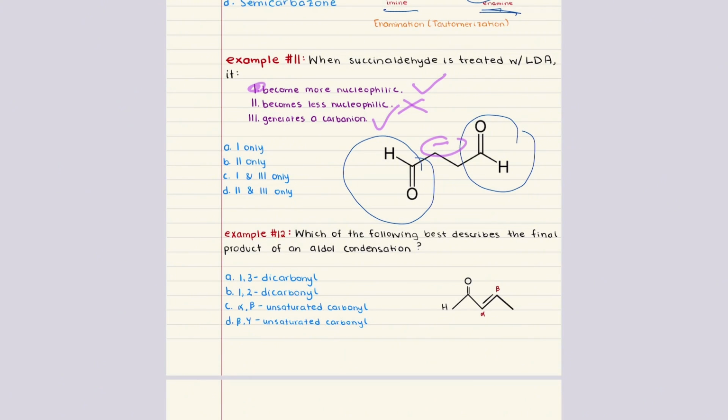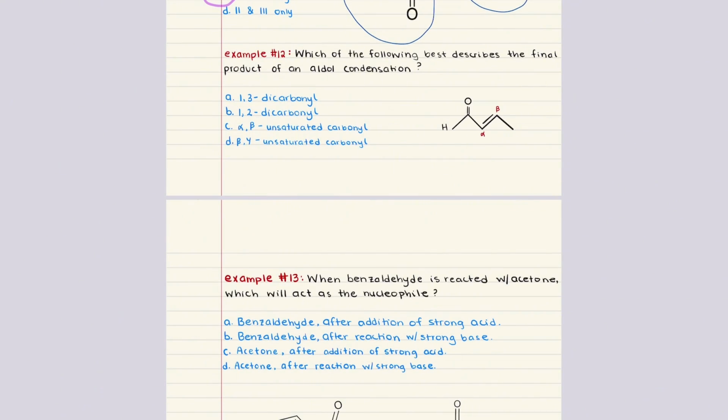So since statements 1 and 3 are true, the correct answer for problem 11 is C. Problem 12 says, which of the following best describes the final product of an aldol condensation? An aldol condensation occurs when an enolate ion attacks another carbonyl compound to form a beta-hydroxy carbonyl compound known as an aldol. However, that's only the initial product.